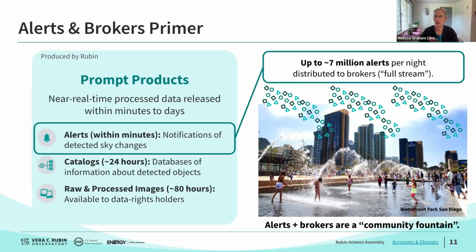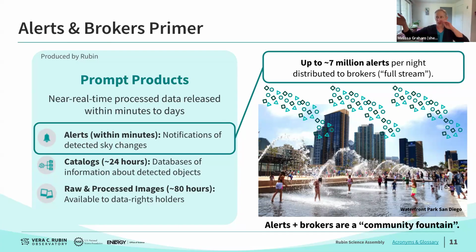All right, let's talk about alerts and brokers. So I mentioned before, of the prompt products, alerts are the products that are released within minutes. They are effectively notifications of detected sky changes because they are triggered by a new detection of a DIA source in a difference image. Once LSST is up and running at full fidelity, we expect up to 7 million alerts per night to be distributed to brokers in the full alert stream.